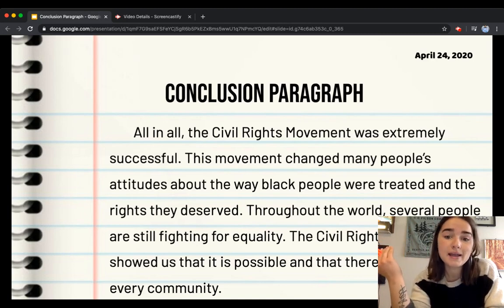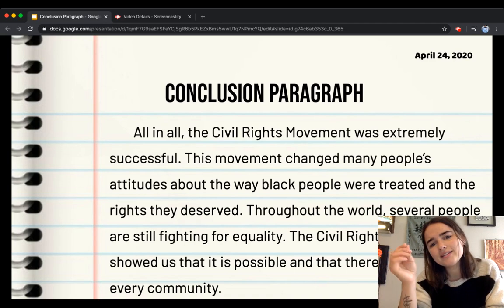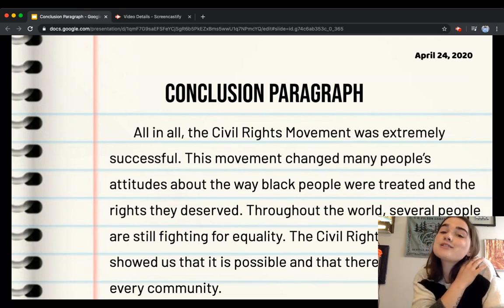All right, fourth grade, I want you to take a look at this example paragraph, and I want you to try to use your own words. When we do that, it's called paraphrasing. So I want you to try to paraphrase this conclusion paragraph in your own words, and then give yourself a pat on the back because you just finished a 5-paragraph essay.